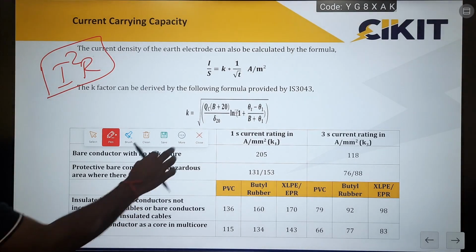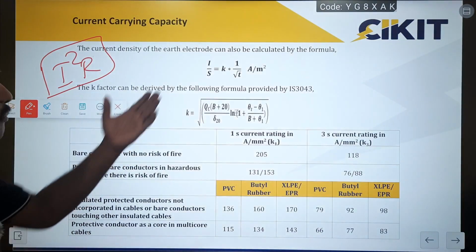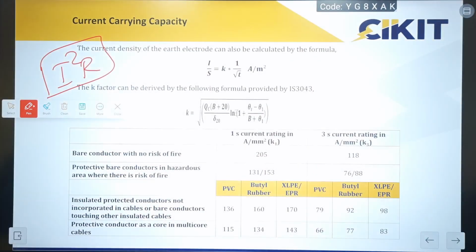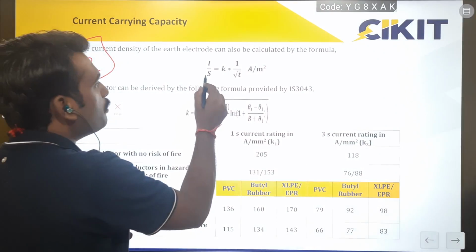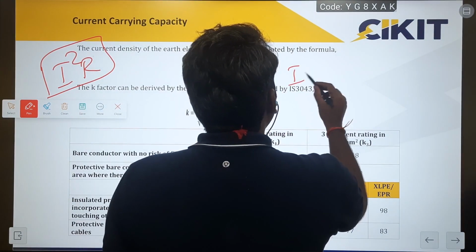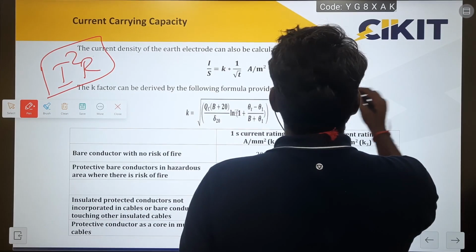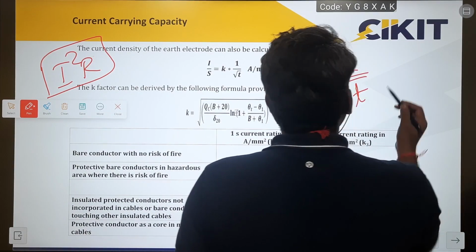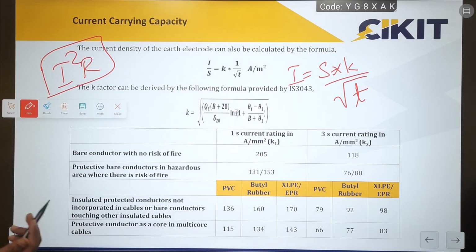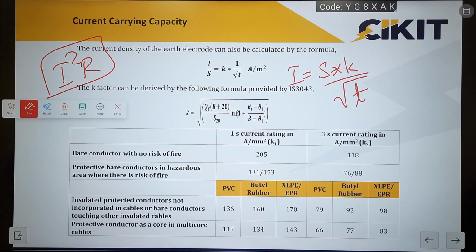So the standard has provided the formula for calculating the current withstand capacity of any material. If you take this as an example, S is the cross section area. From this we can derive that current will be S into K divided by root of T, where T is the time period. If you take normal people as an example, if you give me 5 kgs of weight, I can hold it for 5 minutes. At the same time, if you give me 50 kgs of weight, I can hold it only for 1 second. So if the weight is increasing, obviously the time period of holding will be reducing.